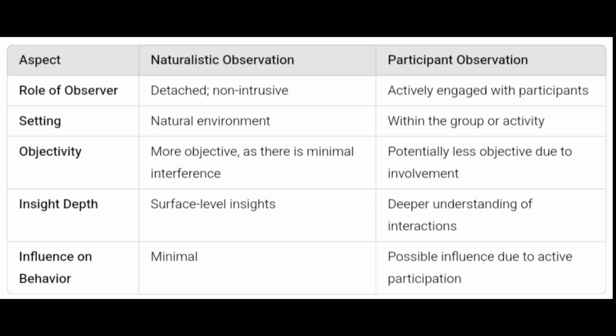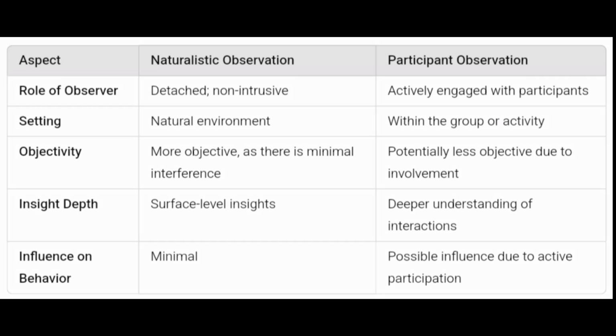He is not involving himself, so interaction is less or negligible. So that's why he is not affecting the child. It's very minimal that he might be affecting the child's natural behavior. But in participant observation, there is possible influence due to active participation, and you will see that the child might behave artificially.